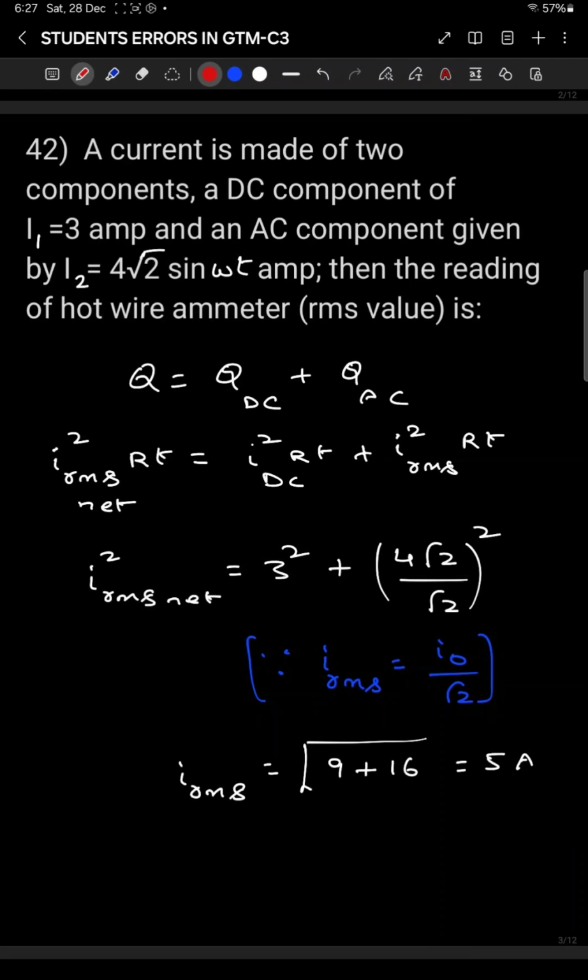Next, important. Here we have two components of currents. One is DC component, other is AC component. So then the reading of hot wire ammeter they are asking. Total heat generated is heat due to DC plus heat due to AC. Heat due to DC formula, heat due to AC formula. Net heat I want. Due to DC, current will be 3. So 3 square. RT cancel. Current due to DC is 3. IRMS formula I naught by root 2. Here I naught value 4 root 2 by root 2 whole square. So net RMS current I want. You can find from here.